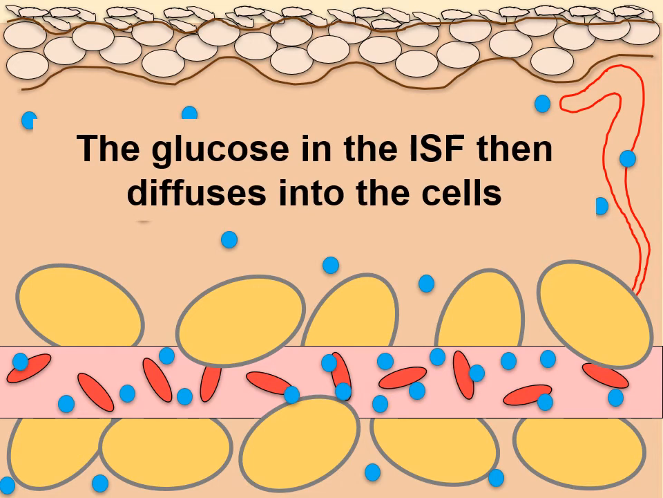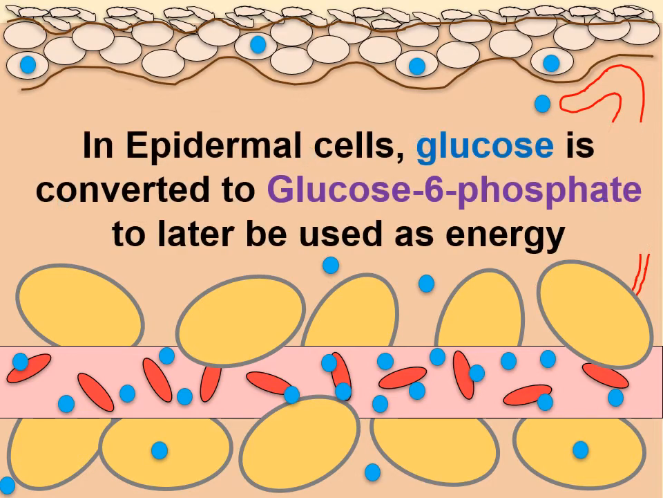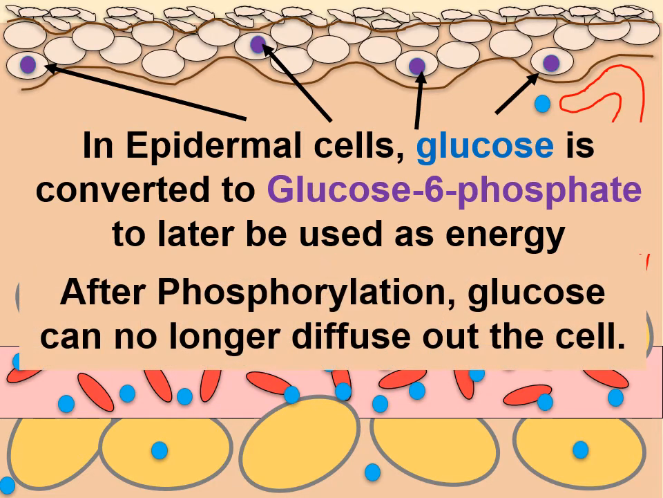The glucose in the interstitial fluid then can make its way to the cells because the cells get all their nutrients from the interstitial fluid. Once the glucose is in the cells, it's converted to glucose 6-phosphate. It does not stay as normal glucose. It gets phosphorylated. After it's phosphorylated, that glucose can no longer come back out of the cell. It is trapped in the cell until it's consumed by the cell for energy.